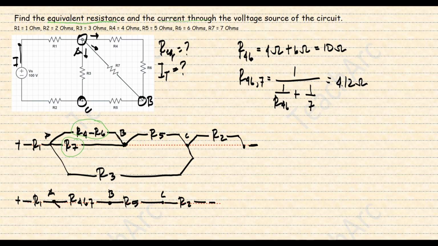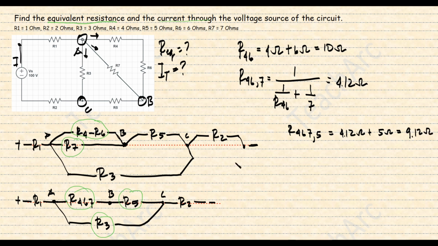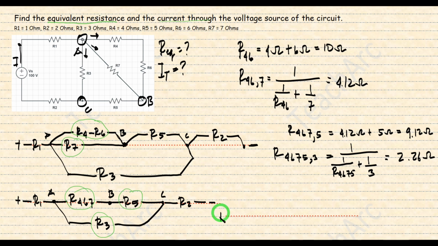You notice that R4, 6, and 7 and R5 is connected in series. And they are also connected with R3 in parallel connection. Therefore, you can simplify that further. You will get 9.12 ohms from adding R4, 6, and 7 and R5. And you will get 2.26 ohms from simplifying R4, 6, 7, 5, and R3 since they are connected in parallel. Finally, we have the straight line that we are aiming for.